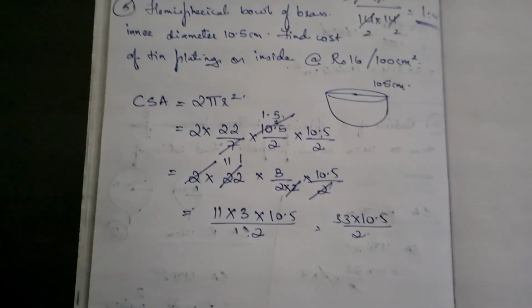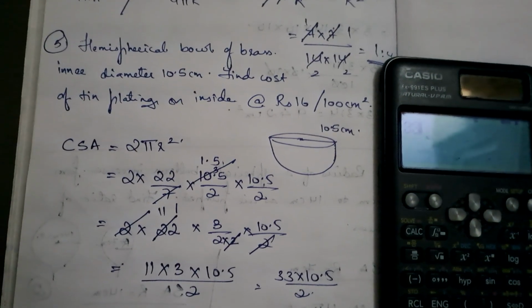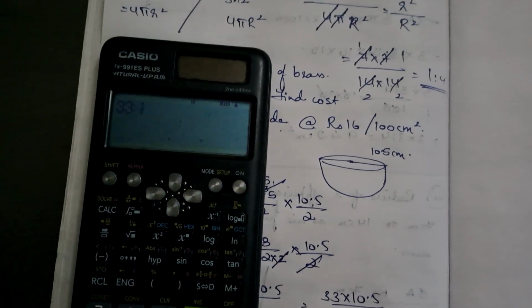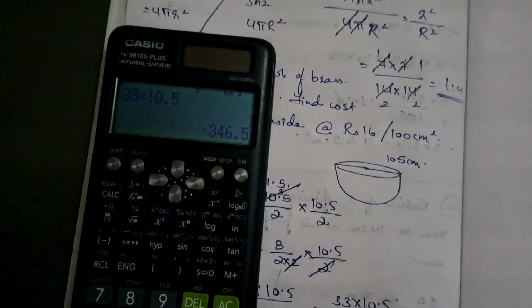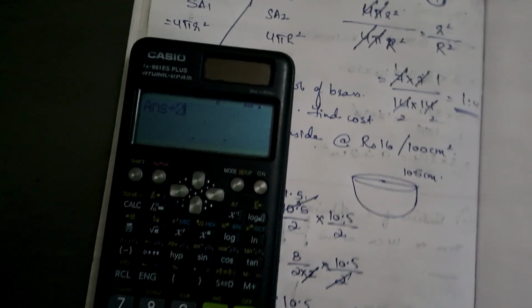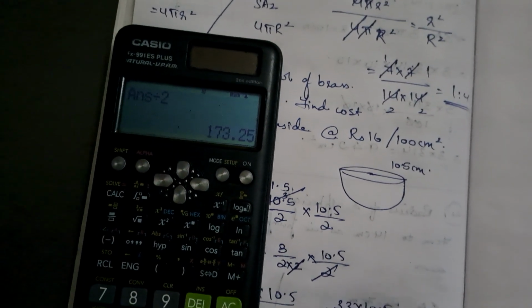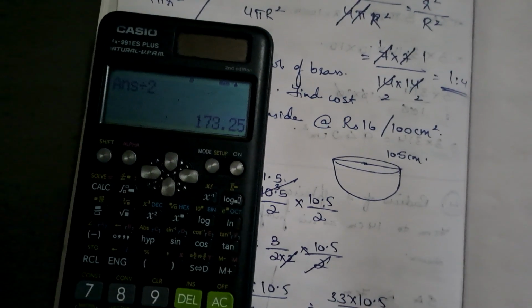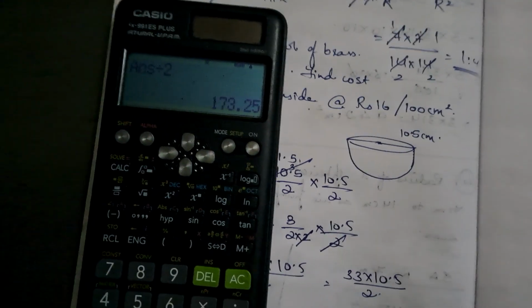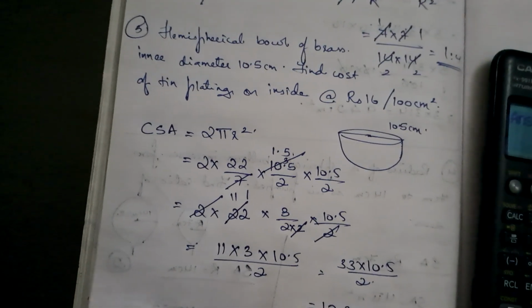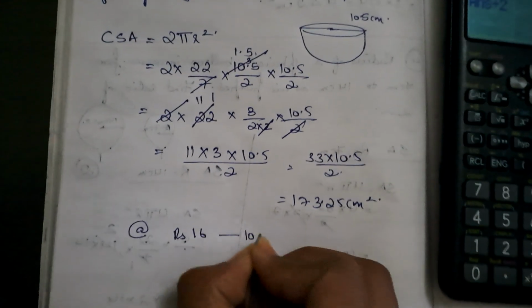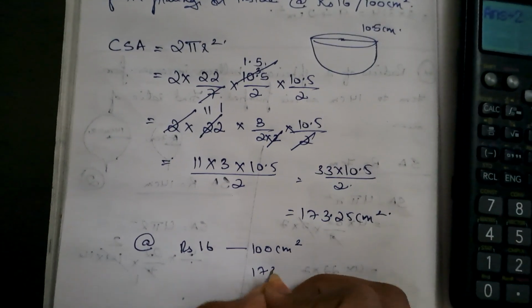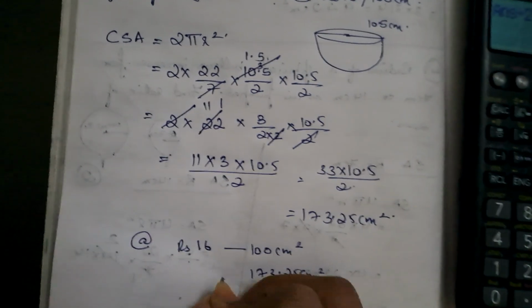Further, if we simplify it, it becomes 33 times 10.5 is equal to 346, divided by 2. The final answer would be 173.25 centimeter square. That is the inner surface area. Now at a rate of rupees 16 for 100 centimeters square, if I have 173.25 centimeters square, how much is that going to be?